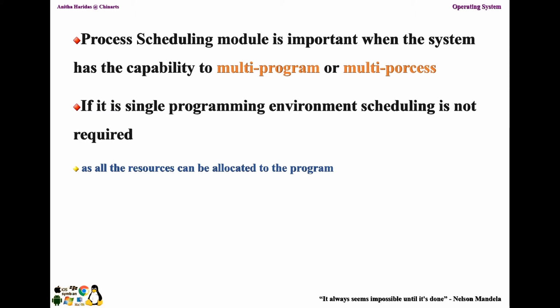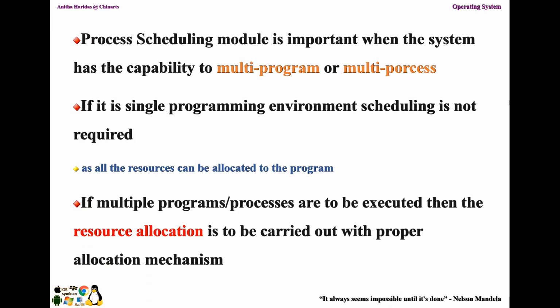So if you have only one program running in the system, no problem at all, because all the resources can be allocated to the program. But the problem is, if we have multiple programs or multiple processes to be executed, then the resource allocation is to be carried out with a proper allocation mechanism. Why? Because more than one process will be requesting the resource. Say for example, I have program 1 and program 2. Both the programs are requesting the printer, or both the programs are requesting the memory, right?